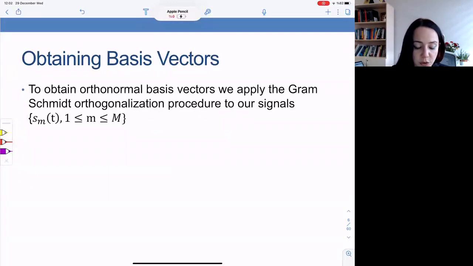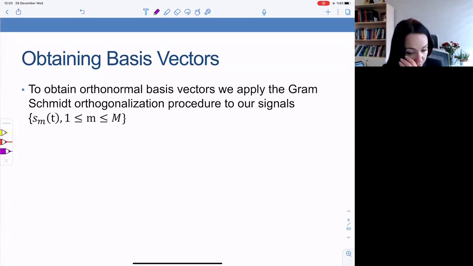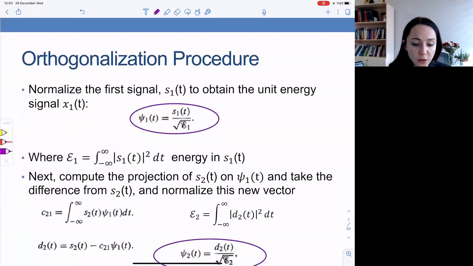Now, how do you do that? First of all, the idea starts by taking our signal waveforms and seeing whether we can obtain an orthonormal basis for them. In order to obtain an orthonormal basis for our functions, we're going to apply the Gram-Schmidt orthogonalization procedure, which you may have seen before in other courses. Suppose our family of signals are S_m of t, where m varies between 1 and capital M. Okay, how do we do this orthogonalization?